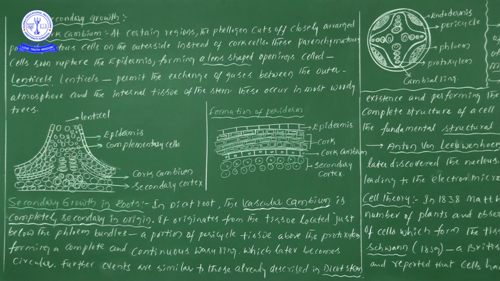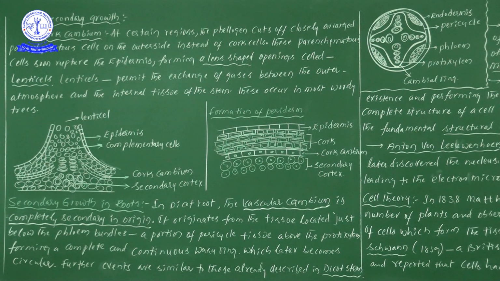Here a few important points I would like to explain. The cork, the phellum: these cells are dead cells, suberized dead cells. These cork cells are made up of suberin. And the cork cambium is made up of living cells, which definitely have a dividing nature.